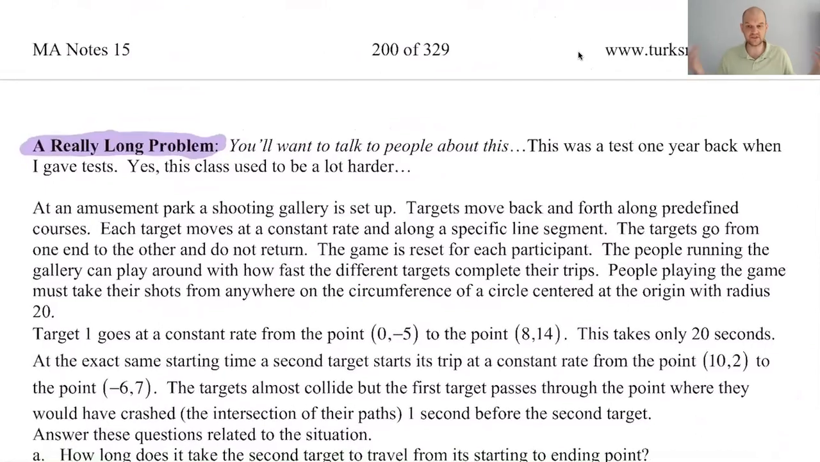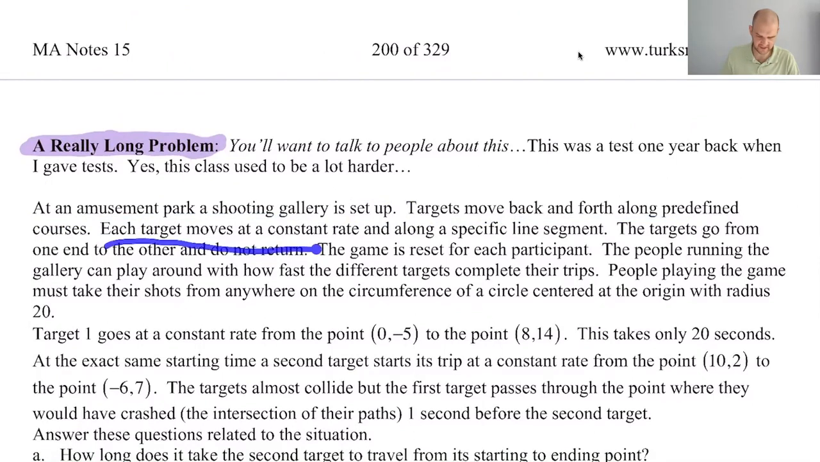We have to pick out a piece of information. I imagined an amusement park game, kind of like a virtual game really. We have a shooting gallery set up, so you can shoot lasers at things, and targets can move back and forth, but they don't actually move back and forth. They just move from a point to another point. We're not going back and forth. That just adds a dimension we don't really want to deal with here.